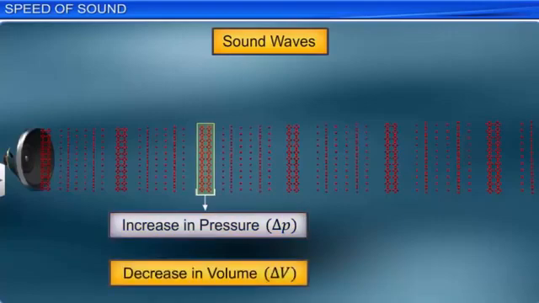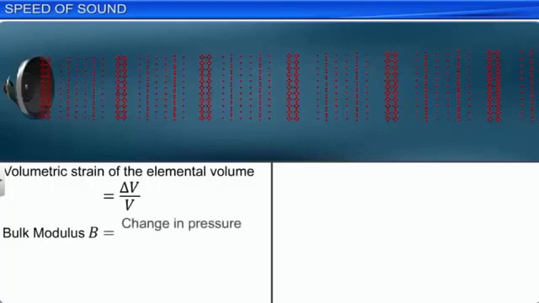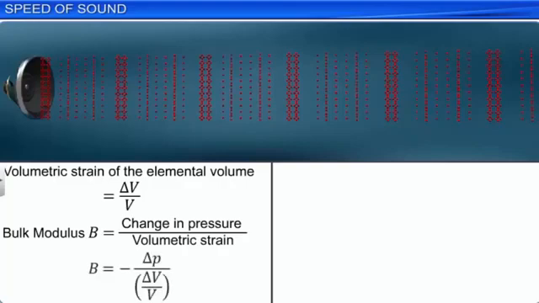The volumetric strain of the elemental volume is denoted by the ratio between delta V and V. Bulk modulus B is expressed as the change in pressure by volumetric strain, which is equal to minus delta P by delta V by V. Let this be equation 1.